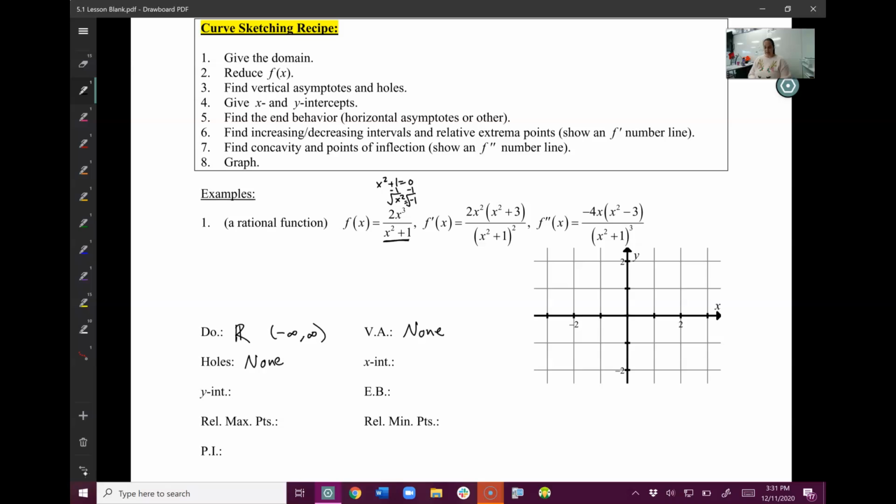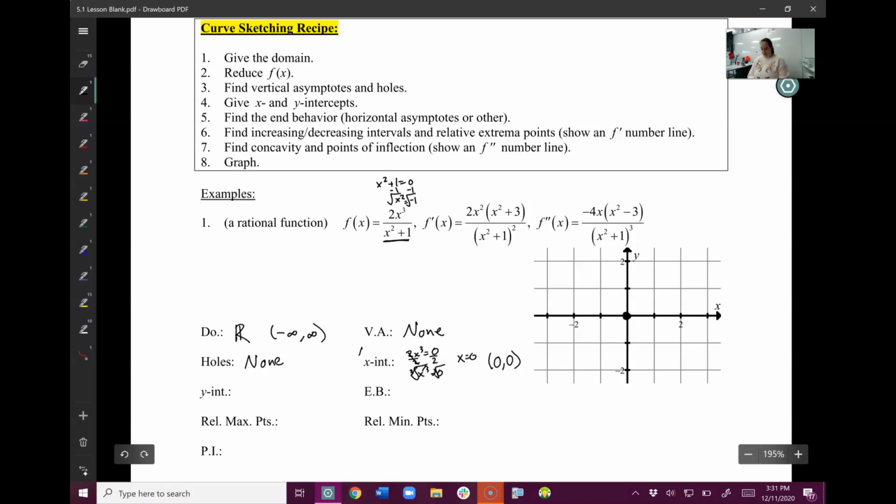Let's talk x-intercepts. That's where the numerator is set equal to 0. So we're going to get x cubed equals 0. Cube root that. Cube root of 0 is 0. So our x-intercept is just 0, which we always write as a coordinate pair. And we're going to graph that right there. There's our x-intercept.